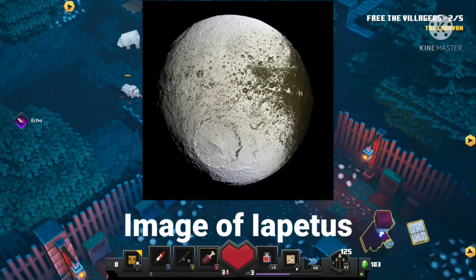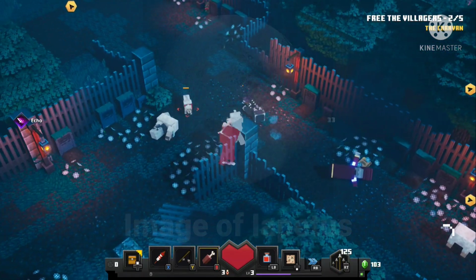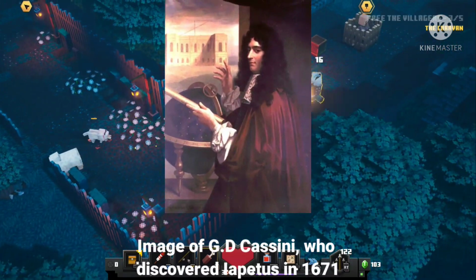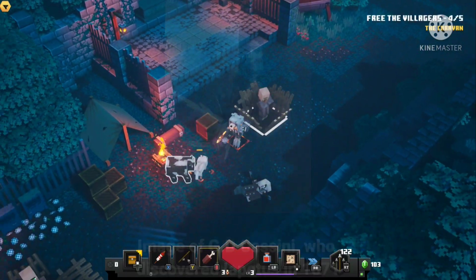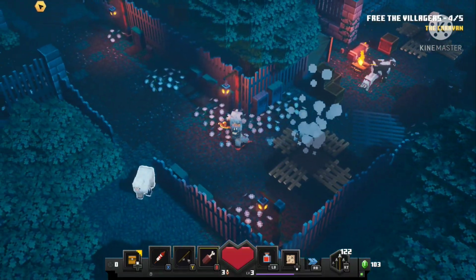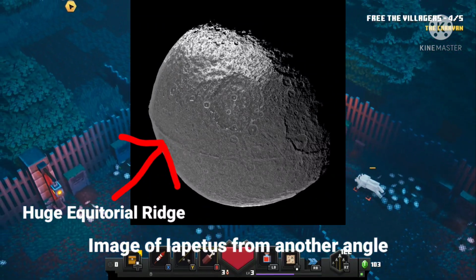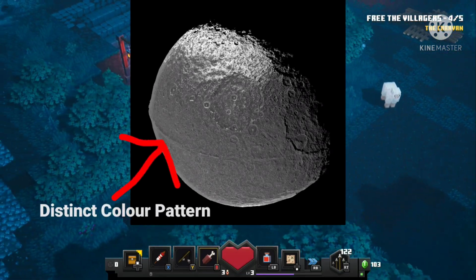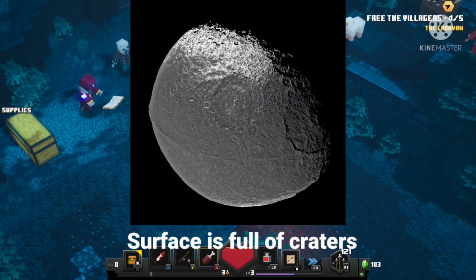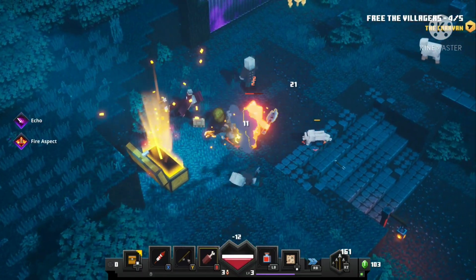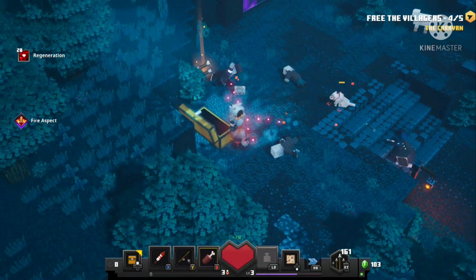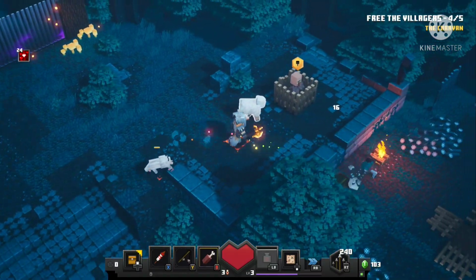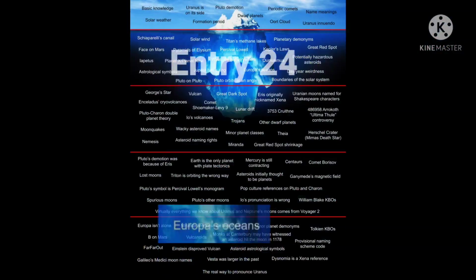Iapetus is the third largest moon that orbits Saturn and is the 11th largest in the solar system. It was discovered in 1671 by G.D. Cassini, and a mission in 2007 revealed several unusual features on its surface. It has a huge equatorial ridge, which is a ridge-type mound that forms around part of the equator, a very distinct colour pattern, and most of its surface is full of craters that can reach up to 580 kilometers wide. It also has a synchronous rotation, which, like our own moon, means only one side is facing towards the planet at any time.